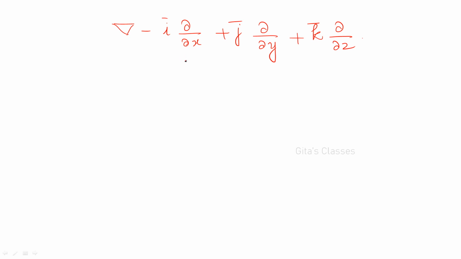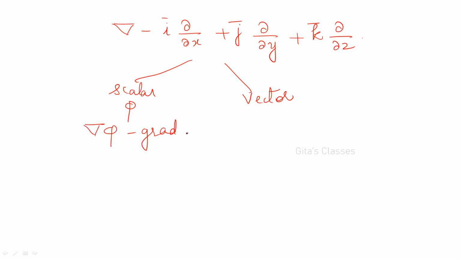This can be operated on either a scalar point function or a vector point function. If it is operated on a scalar point function phi, it is called del phi, or also called gradient of phi. It gives the normal to the surface. And in vector, there are two.